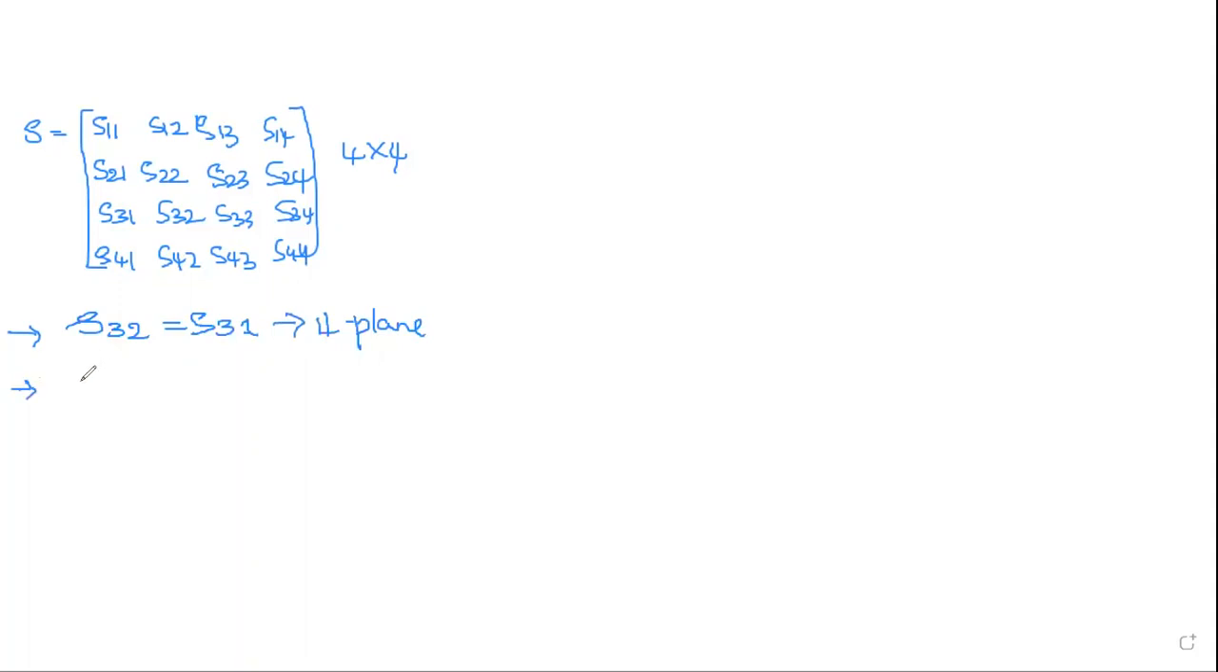Because of E plane T, what will be the property? Consider you are giving input at port 3, and the E plane is port 4. S42 is equal to minus S41. If you consider the fourth port, the output will be S42, perfectly matched, equal to minus S41.